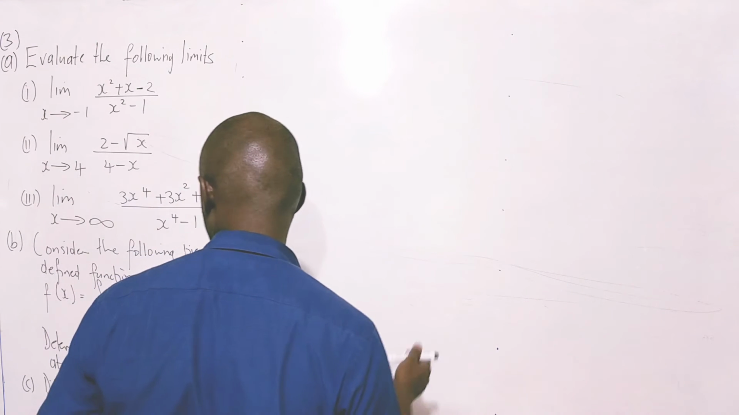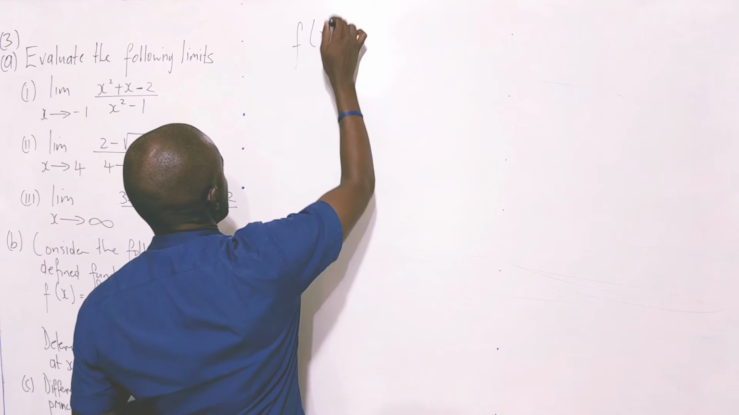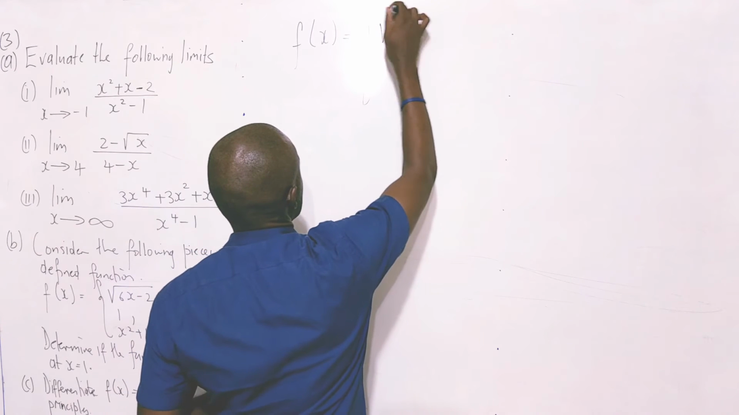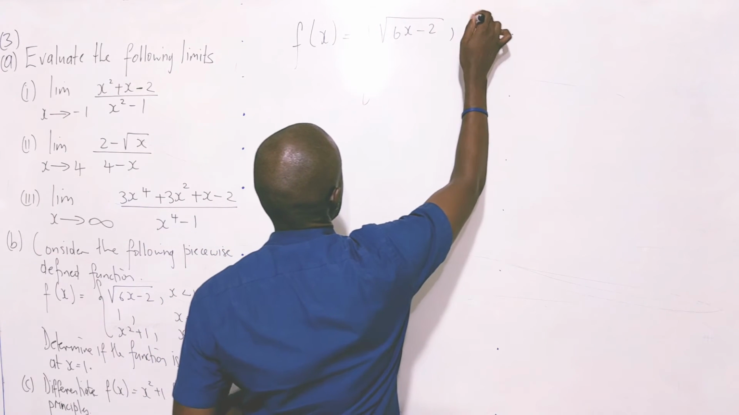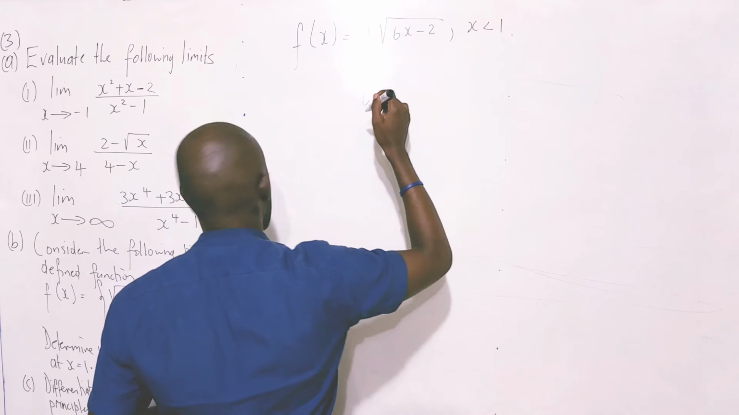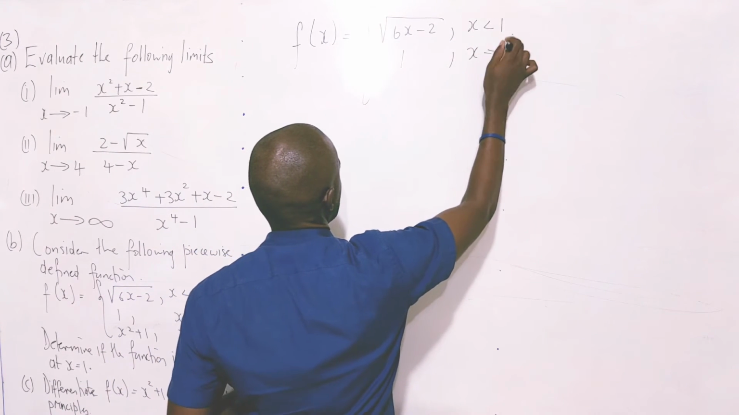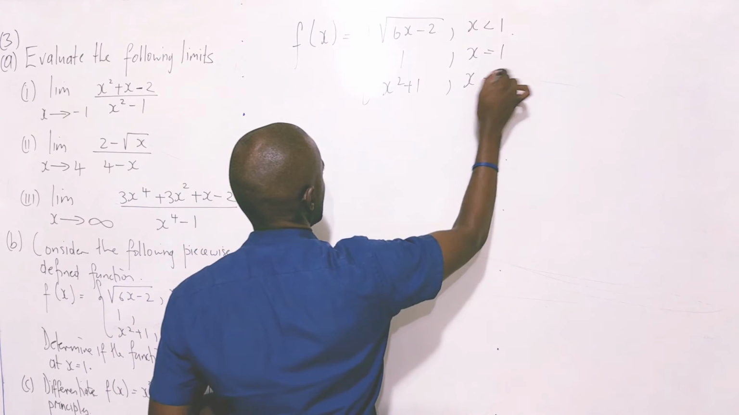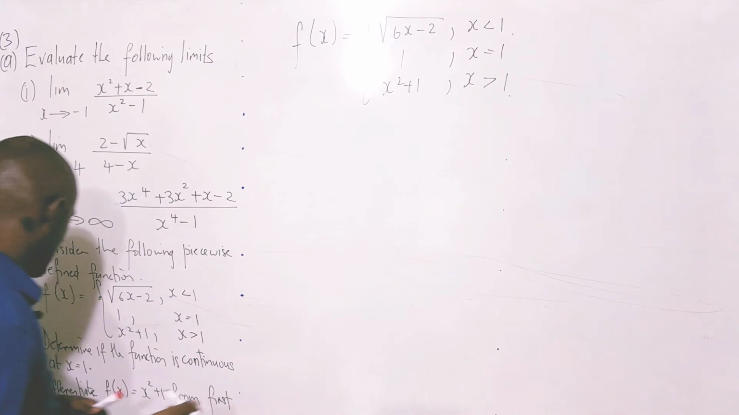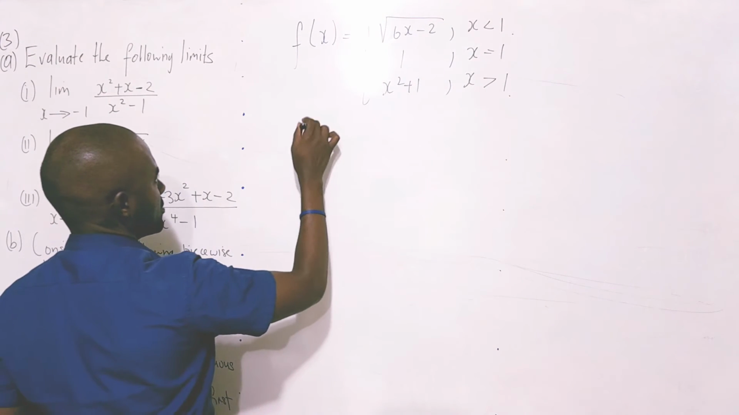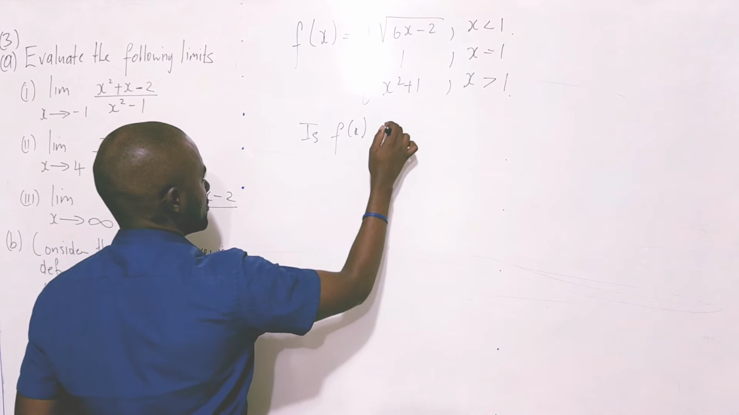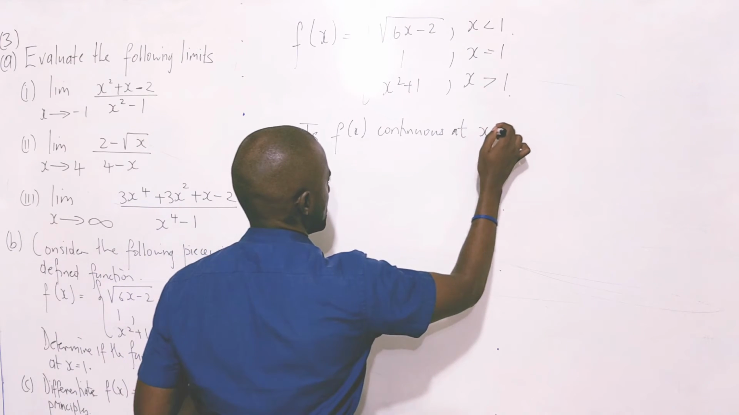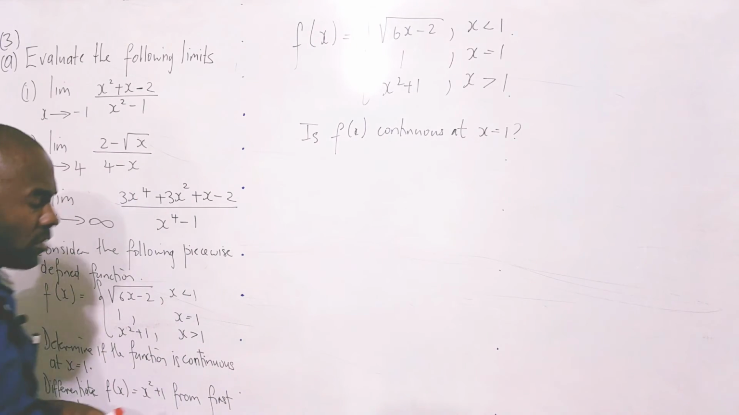So let's write down the function again. We have f of x equals root of 6x minus 2 for x less than 1. It is equal to 1 for x equal to 1, and it is equal to x squared plus 1 for x greater than 1. So essentially what we're being asked is: is f of x continuous at x equals 1? So how do we answer that question?